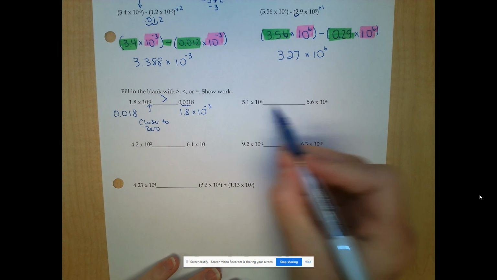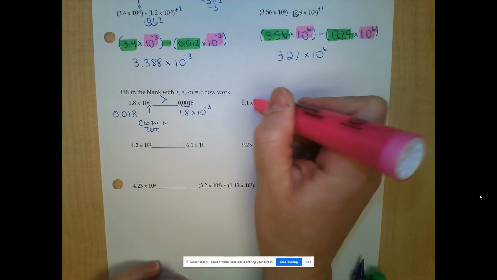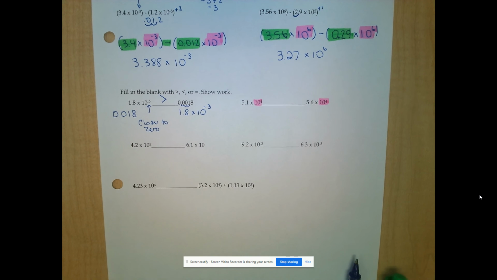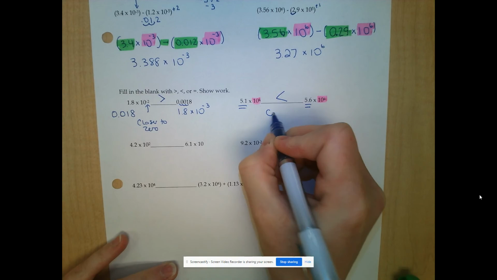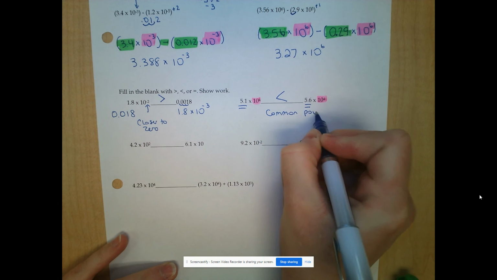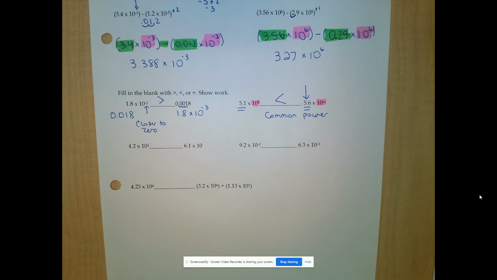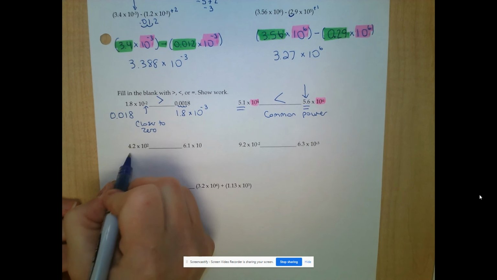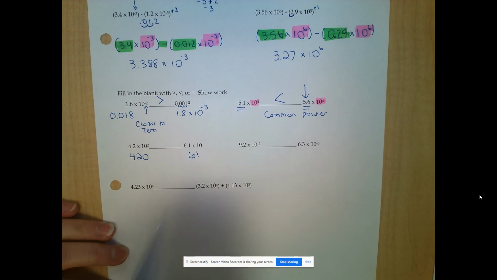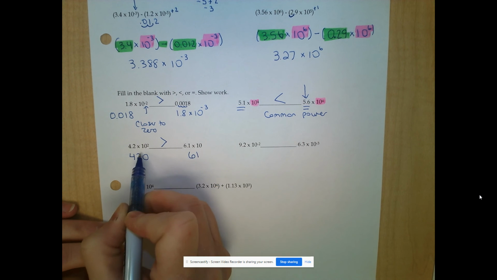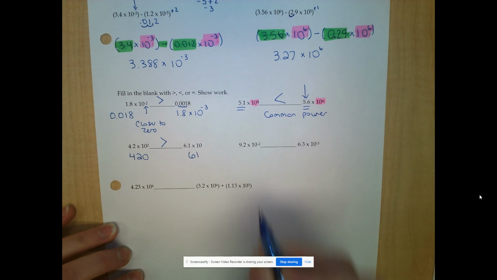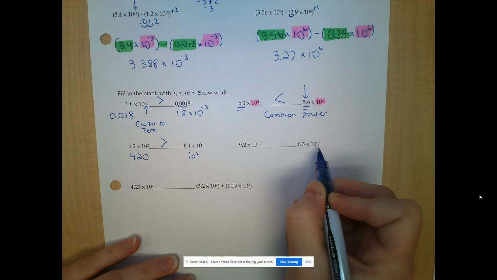This one, 5.1 times 10 to the fourth, 5.6 times 10 to the fourth. You will notice that they both have times 10 to the fourth. So all we have to do is compare the 5.1 and the 5.6, 5.6 being larger. So common power. That means I just have to compare that number that's out in the front. 4.2 times 10 to the second compared to 6.1 times 10. If you want, one of the things you can do is take the number out of scientific notation. If you do that for both of them, then it's really easy to compare. The other thing you can do is say, well, this one's 10 to the second, this one's just 10, making this one larger.